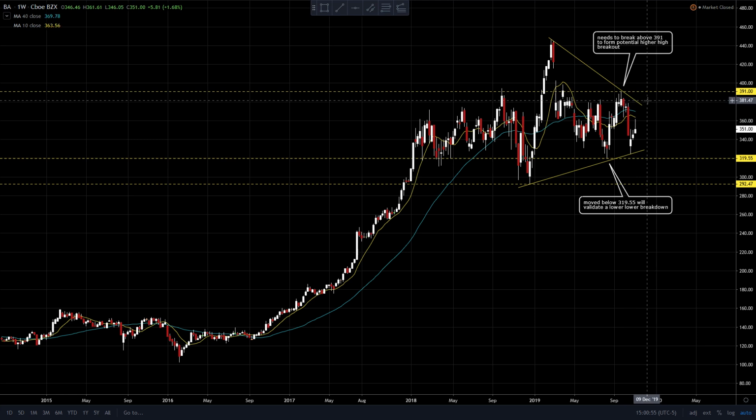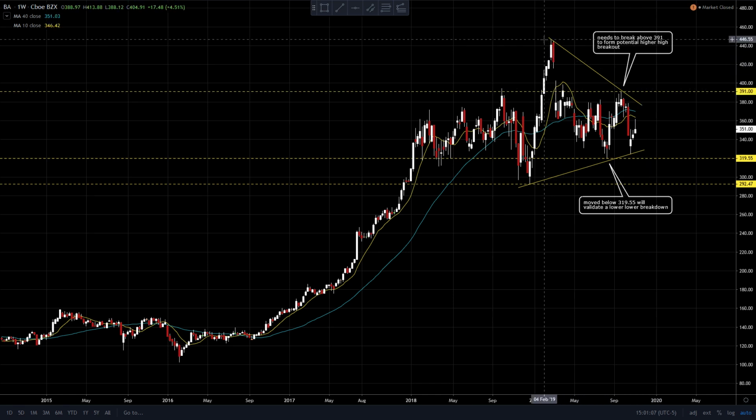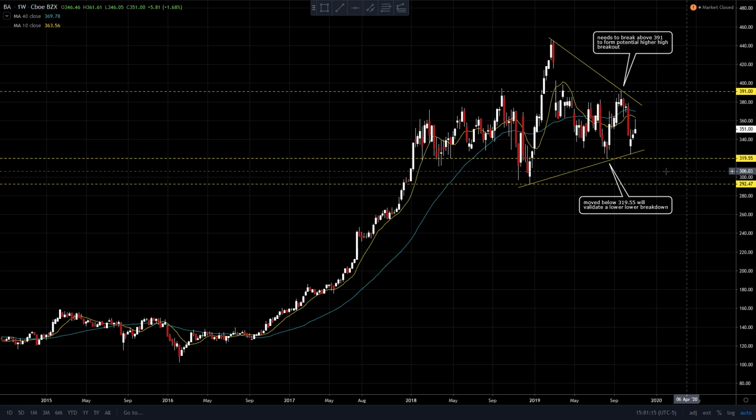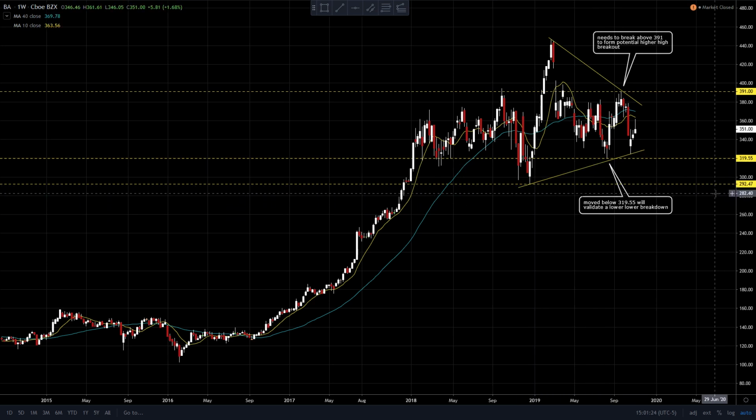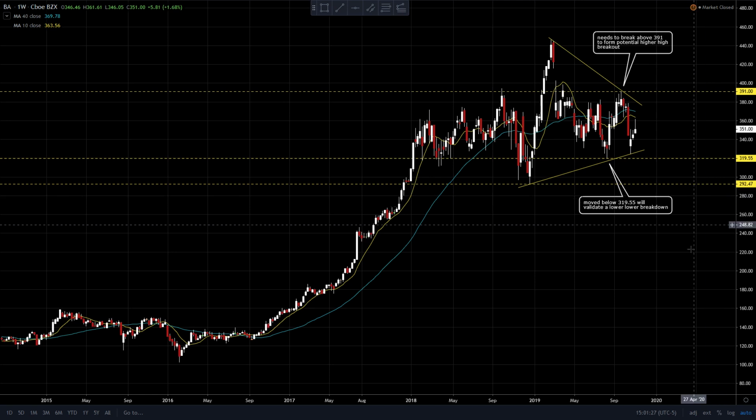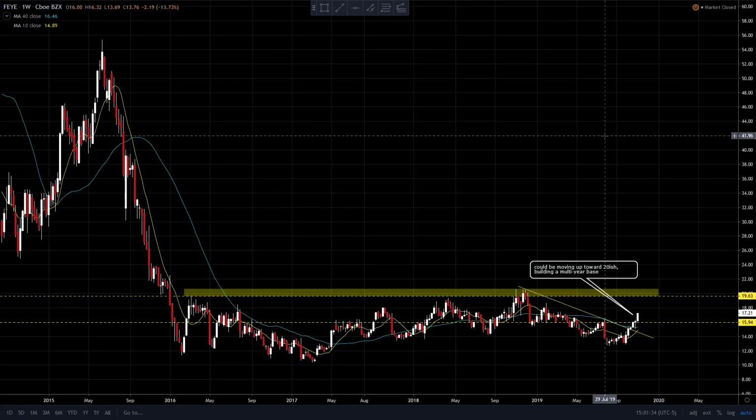But what I'm saying is that if the price could break above this pivot high here, which is about 391, then that could form a higher high, and that could potentially push Boeing back up and fill this gap, and possibly come up and test this prior high. But if the price breaks below this trend line and goes below this 319.55, then what I'll be watching Boeing to do is come down and test this pivot low down here, 292.47, and see will it be able to hold support there.